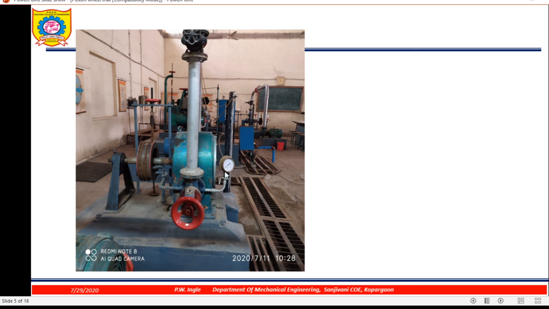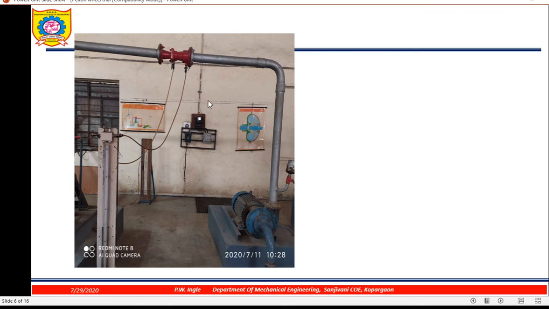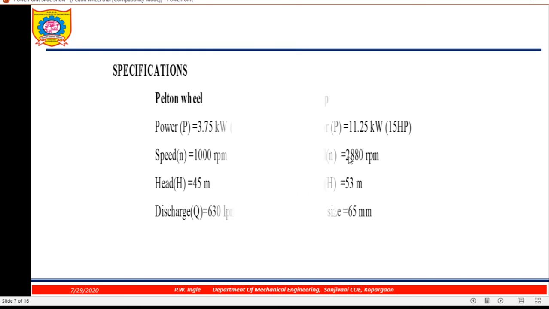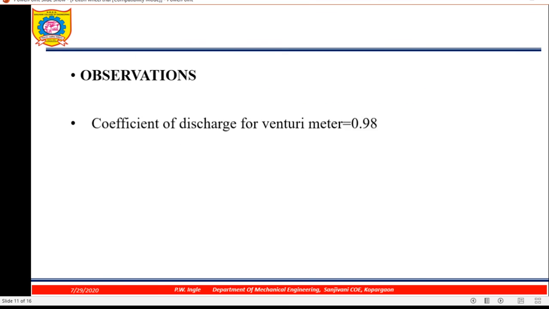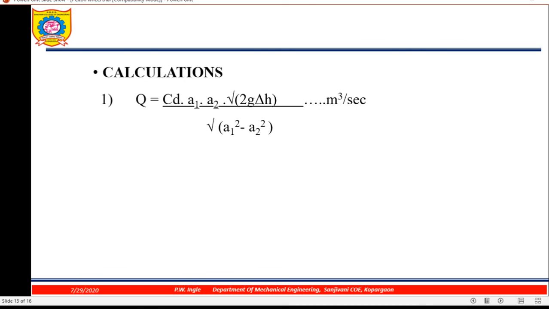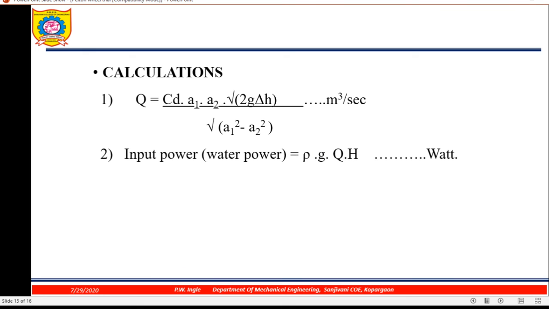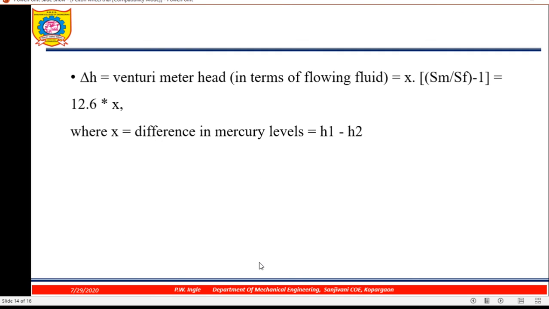Note down the readings of the pressure gauge, then W, then S, then the venturimeter reading. In this way you can complete the experiment, and then using these observations you can do the calculations. Q is Cd times A1 A2 under root, root 2GH upon A1 square minus A2 square. Input power you calculate by rho g QH. Output power by 2 pi NT by 60. Torque is W minus S into G into equivalent radius, and then calculate overall efficiency.